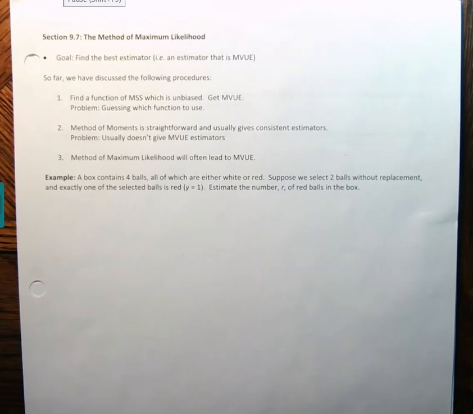This is the section 9.7 video. So in this section, we're going to learn about methods of maximum likelihood. And so the goal is to find the best estimator, in other words, an estimator that is MVUE.